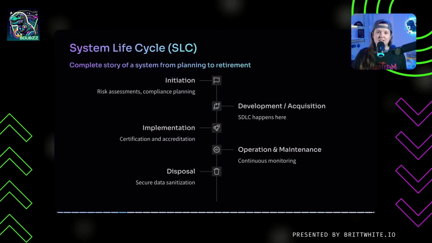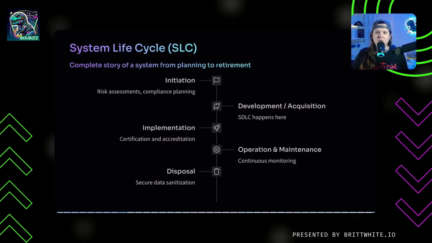This is where the SDLC magic happens. Whether we're building from scratch or selecting a vendor solution, we implement robust security controls like encryption, access controls, audit logging. This means creating a security requirements traceability matrix, conducting thorough vendor assessments, and implementing robust testing protocols. It's like building security checkpoints at every stage.